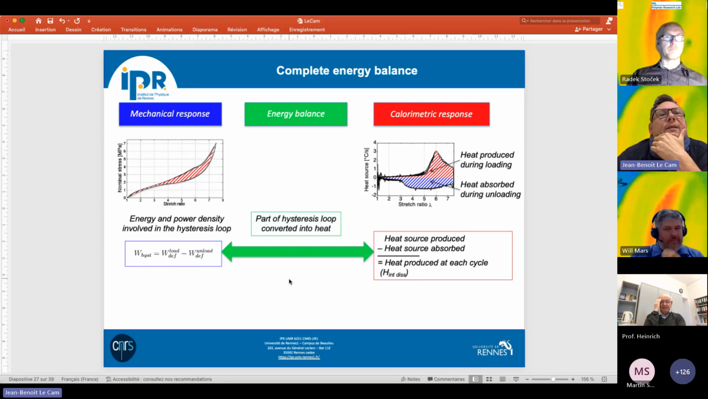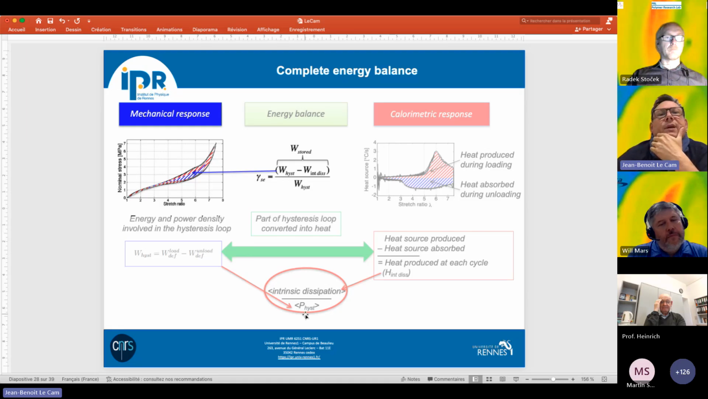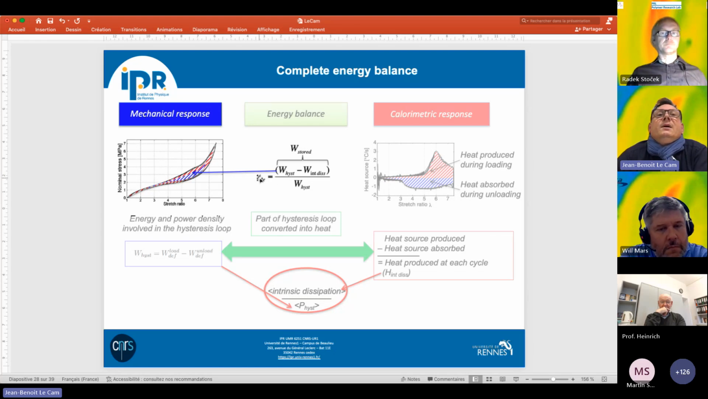And of course, you can then define the part of the hysteresis loop that is converted into heat. Okay, so you divide the intrinsic dissipation by the power involved in the hysteresis loop. Or in terms of energy, because you normalize by the same time, in fact, so you can keep the energy to calculate a ratio that corresponds to the energy stored over the energy involved in the hysteresis loop, okay? And the energy stored is the total energy involved in the hysteresis loop, minus the energy corresponding to the intrinsic dissipation, okay? So this leads to the definition of a ratio that is named here gamma SE, SE for stored energy.